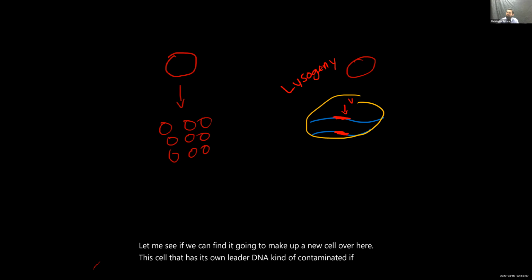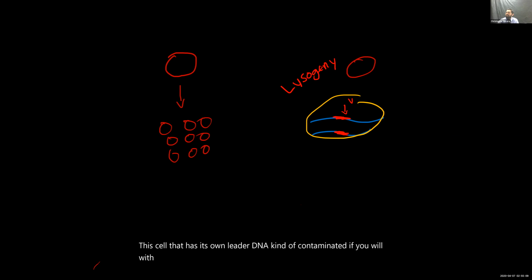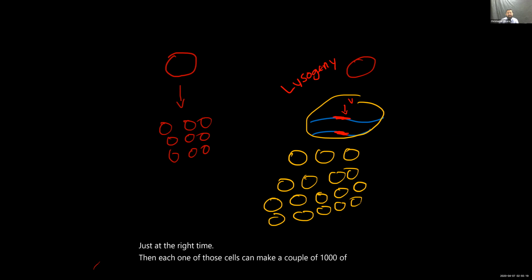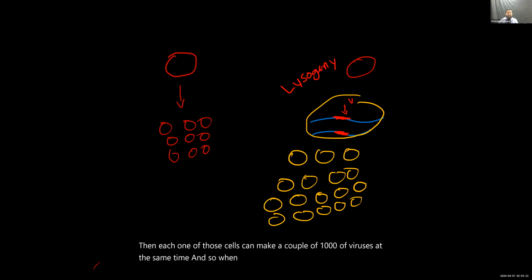And after a few hundred divisions, remember that every single one of those cells has the virus in it. And just at the right time, then each one of those cells can make a couple of thousand of viruses at the same time. And so when this guy explodes, it really kills everything. It takes down everybody hard, fast. Because not only are you just making a burst size and a burst time of 20 minutes for 1,000 viruses, here you're getting millions and millions and millions all in one shot, one quick hit. So that's what makes it far more dangerous.